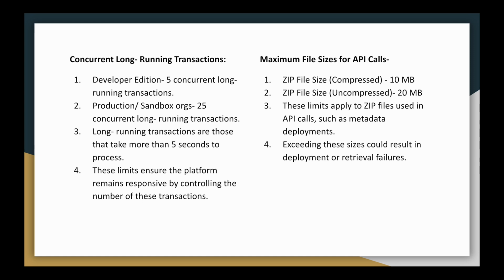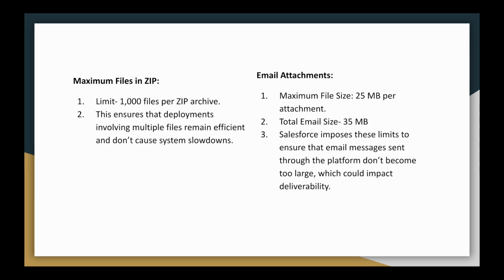Maximum file size for an API call: in case it is compressed, then 10 MB is allowed, but if it is not compressed then 20 MB is allowed. Exceeding these sizes could result in deployment or even retrieval failures. For zip files in Salesforce, we have a limit of 1,000 files per zip archive. We can have 1,000 files in a zip. And an email attachment can hold 25 MB per attachment, and total email size should be maximum 35 MB.